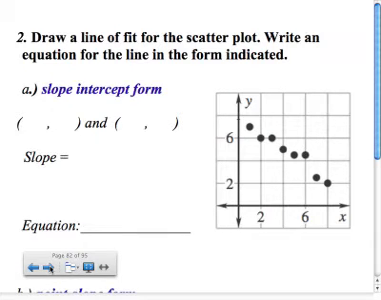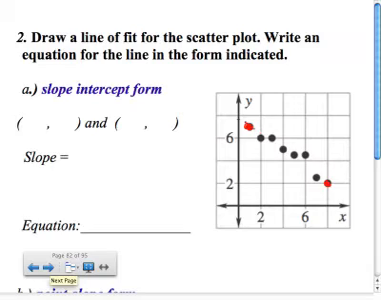Okay, example 2 says draw a line of fit for the scatter plot. Write an equation for the line in the form indicated. So when you draw a line of fit, what you're going to do is choose 2 points that lie in your scatter plot that you feel best represent the data. So I'm going to choose this first point here, and I think if I choose the last point, that's also going to be a pretty good representation. You're going to want to choose 2 points that you can identify and that you know what they are.